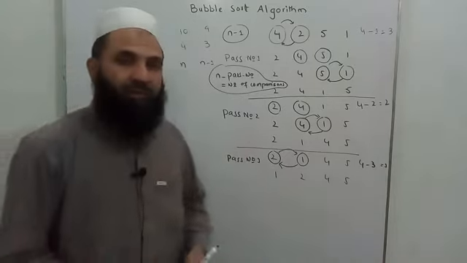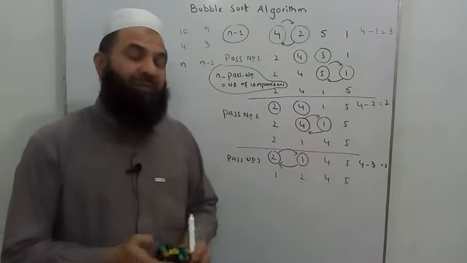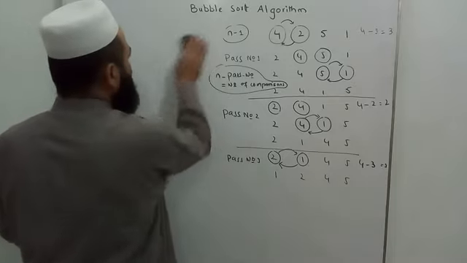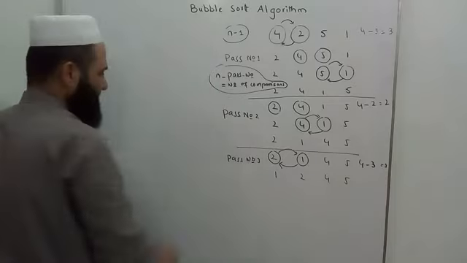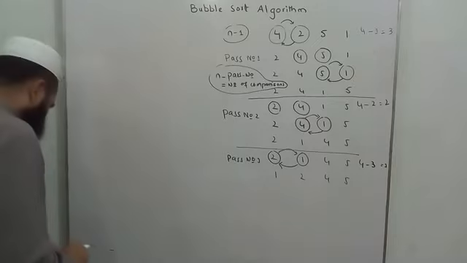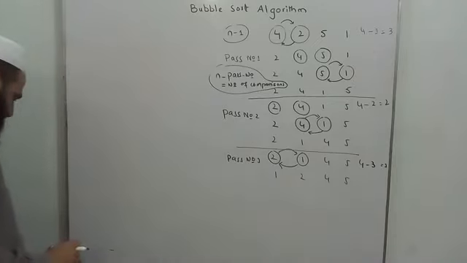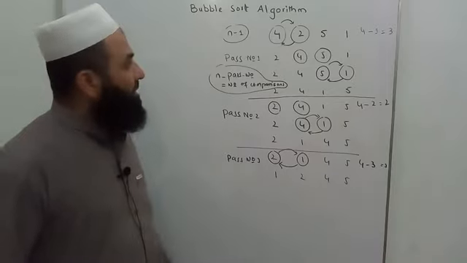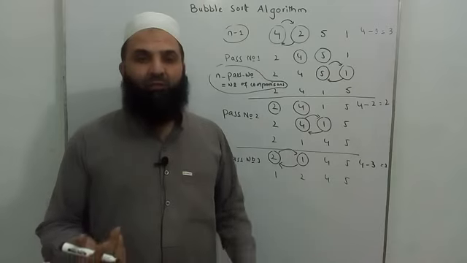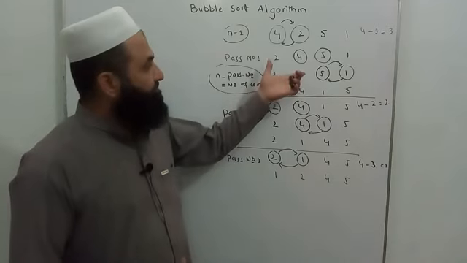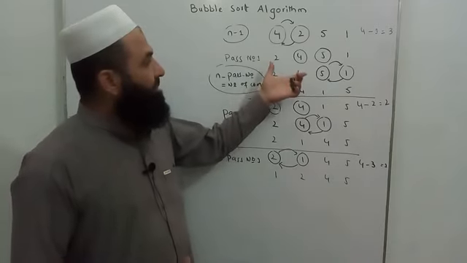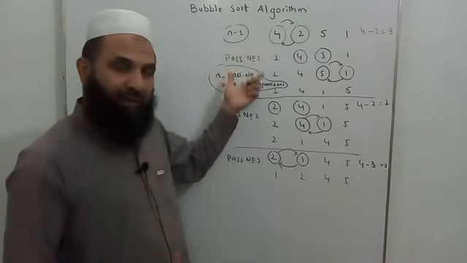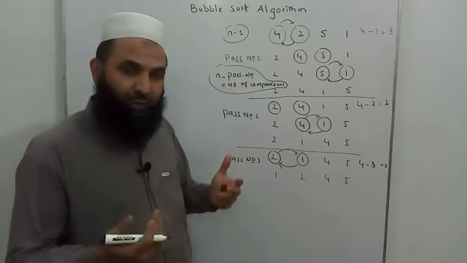Now we will design the algorithm for bubble sort. And there is another important thing to understand: because we know the number of passes and the number of comparisons in advance, we can determine this thing.